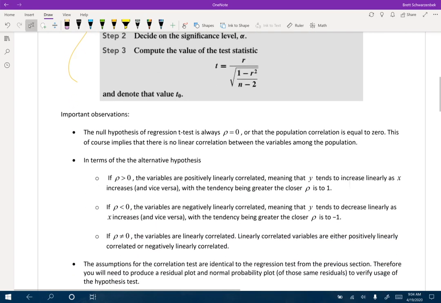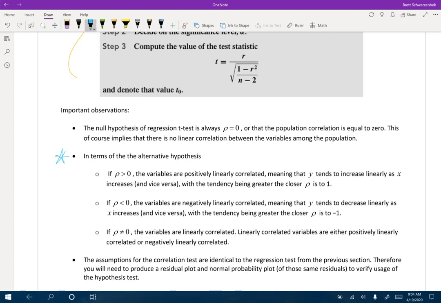So I just want to expand on that. It says, in terms of an alternative hypothesis, if rho, the population correlation, is greater than 0, the variables are positively linearly correlated, meaning that y tends to increase linearly as x increases, with the tendency being greater the closer rho is to 1. So essentially, the rho greater than 0 alternative is talking about increasing lines, slopes that are positive, and remember that it only goes to 1. That's not important for the test.